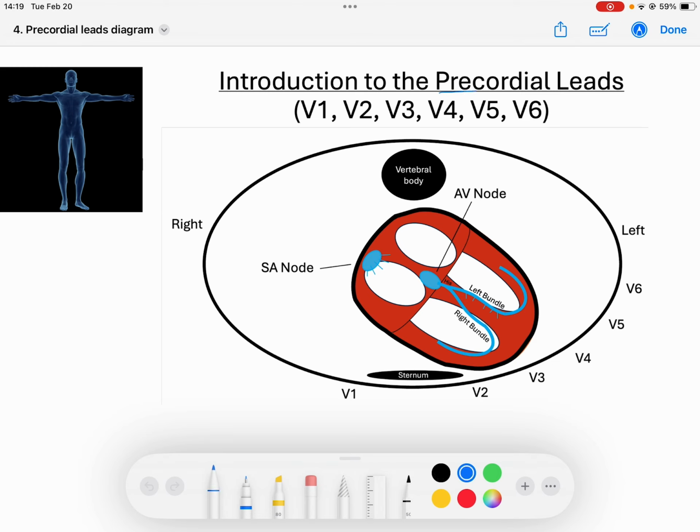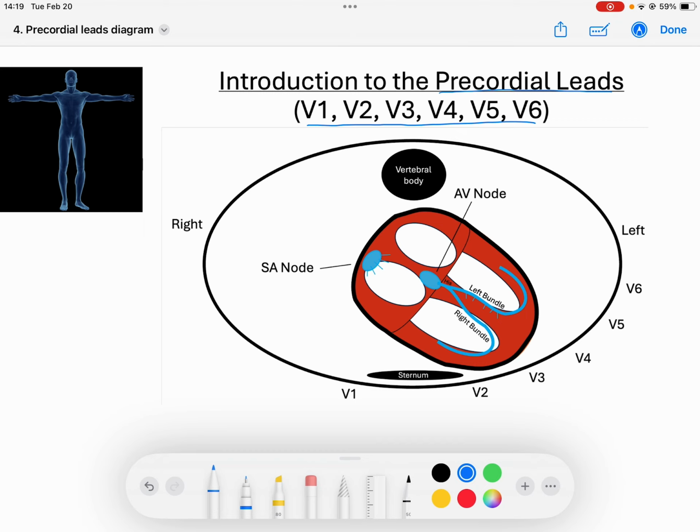In this lecture, the precordial leads are leads V1 through V6. Now, if you haven't, I would go ahead and go to the previous video in this lecture series in the ECG playlist here, where we talk about the limb leads, so that you can get a little bit of background on those first. Then we're going to build upon that and talk about a little bit why and how these work, how they're created and how they work.